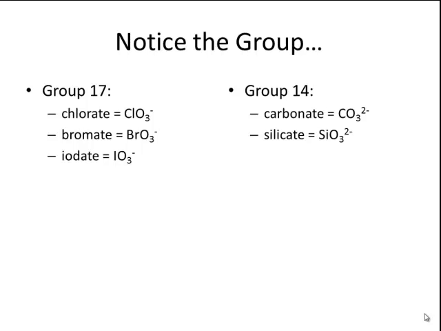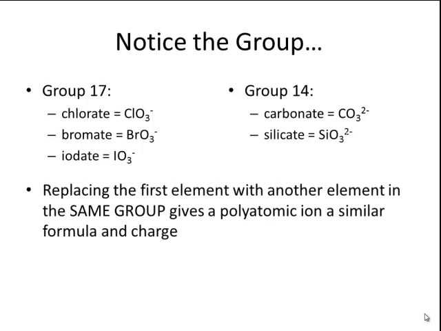Their polyatomic ions, carbonate and silicate, also have the same number of oxygens and the same charge of -2. So the general pattern is that when you replace the first element of a polyatomic ion with another element in the same group, it gives a polyatomic ion with a similar formula and charge.